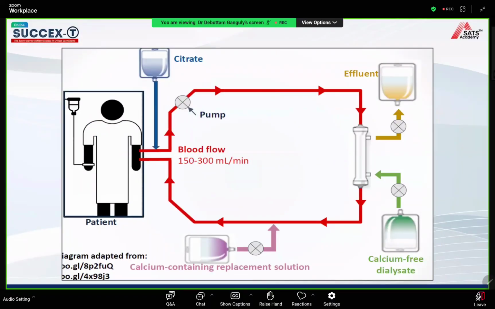So this is the whole picture, to help you understand better. The citrate we have to give prior to the filter, and the calcium-containing replacement fluid we have to give to replace the calcium.